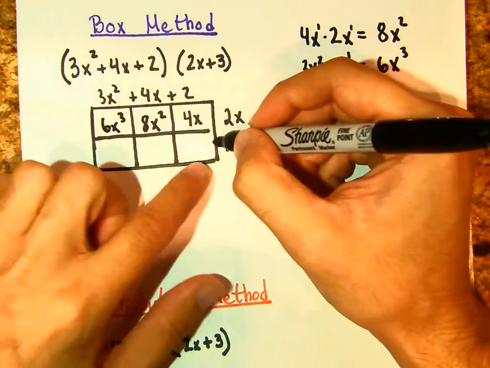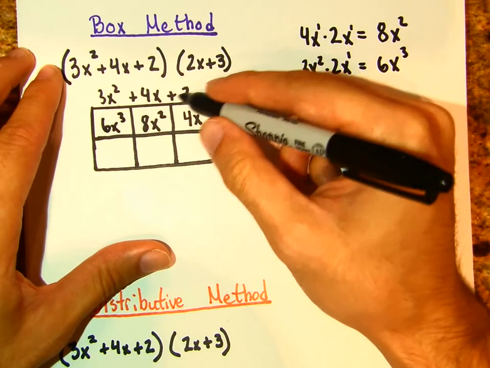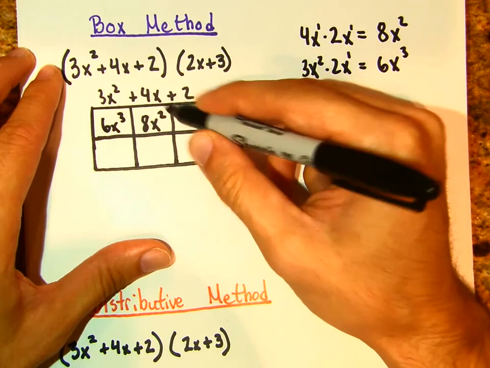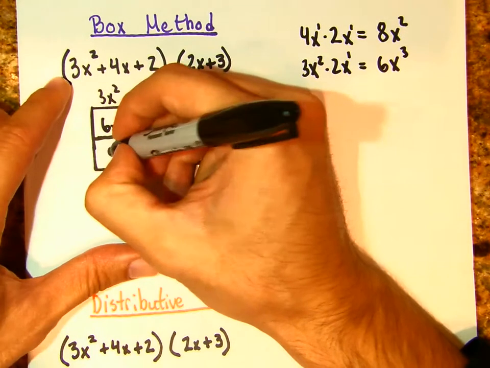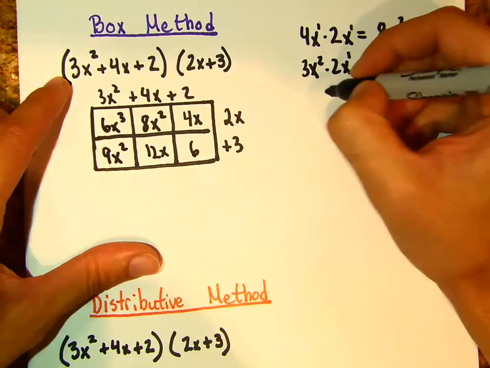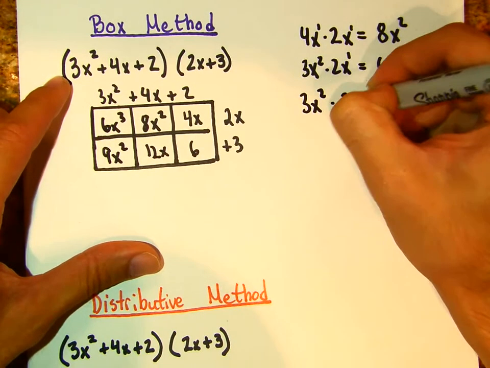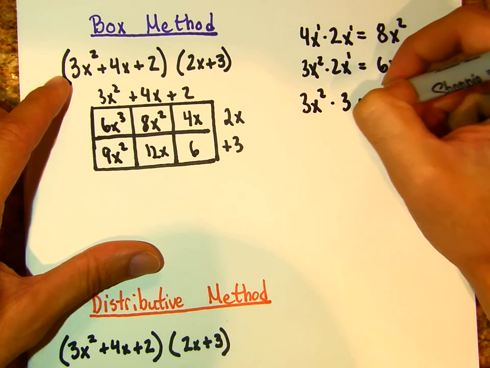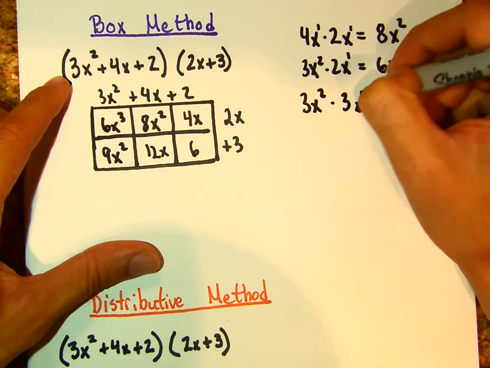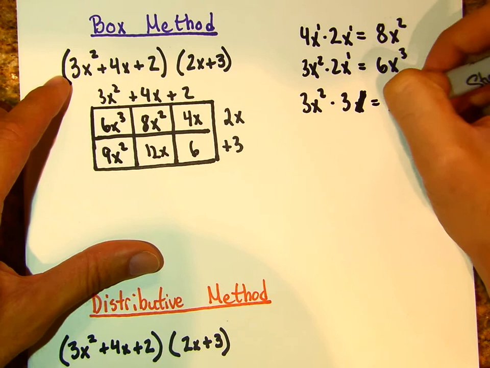Okay? Try and do the rest by yourself, right? Pause the video and try and do it. 2 times 3 is 6. 4x times 3, 12x. 3x squared times 3 is 9x squared, right? So if I have 3x squared times 3, notice this doesn't have anything, right? Technically there's an x to the 0 here, but we'll ignore that for now. But this should just be 9x squared.